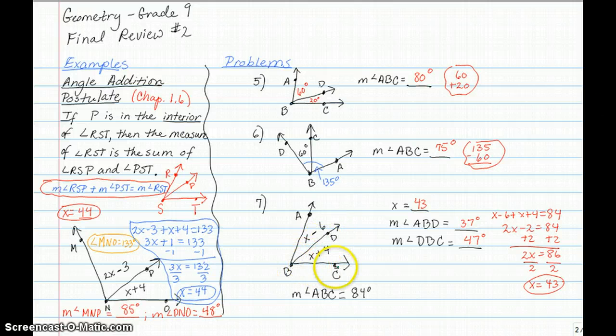Go to DBC, and that's x plus 4. So substitute in 43 for x. 43 plus 4 is 47 degrees. If you were to add 37 degrees to 47 degrees, you would end up with 84 degrees, which is the total of angle ABC.